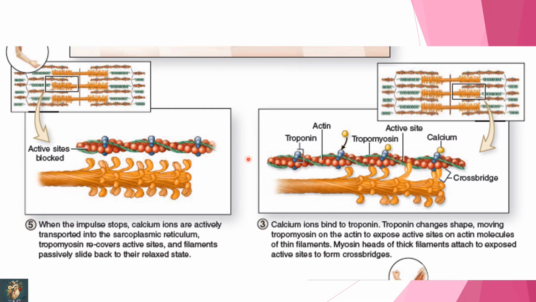When the impulse stops, calcium ions are actively transported into the sarcoplasmic reticulum. Tropomyosin recovers the active sites, and the filaments passively slide back to their relaxed state.